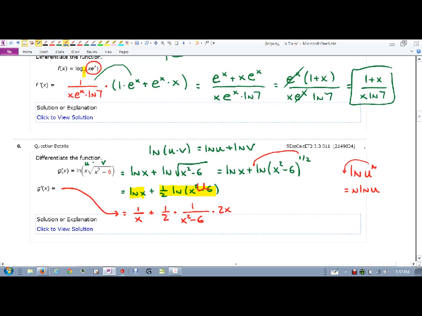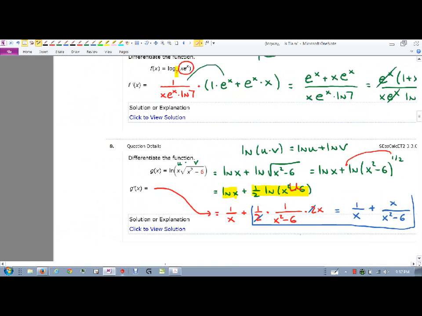And then I can cancel the 2s here, and I'll be left with that 1 over x in the beginning, and then I'll have plus. The only thing left here, I had an x on top and an x squared minus 6 on bottom. We could get a common denominator and put them together, but I'm not going to.